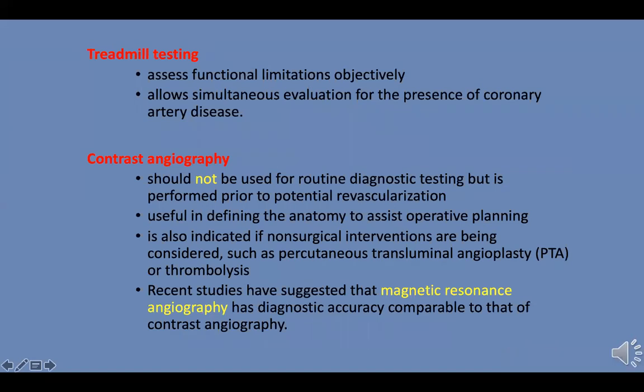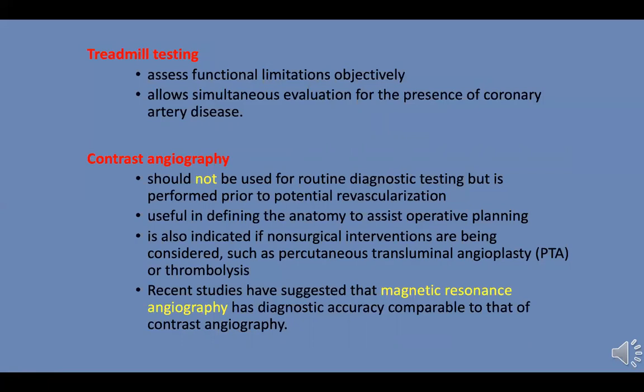Treadmill testing can assess functional limitations objectively. It also allows simultaneous evaluation of the presence of coronary artery disease, and the finding of ischemic changes leads to the diagnosis of concomitant coronary artery disease.